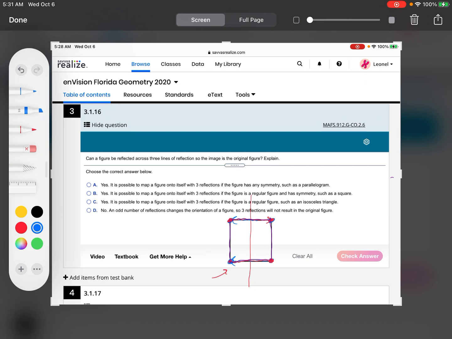So if you look at what B says, yes, it is possible to map a figure onto itself with three reflections if the figure is a regular figure and has symmetry, such as a square. So the line, this red line, that's one line of reflection. I'll mark that with a 1. Another line of reflection can be like this, horizontally. If you reflect the square across that line, then all the points line up also.